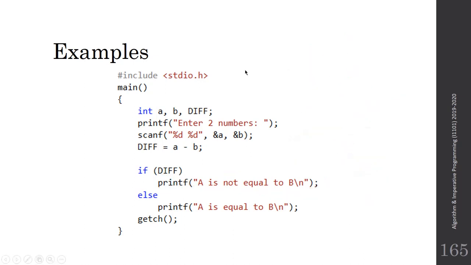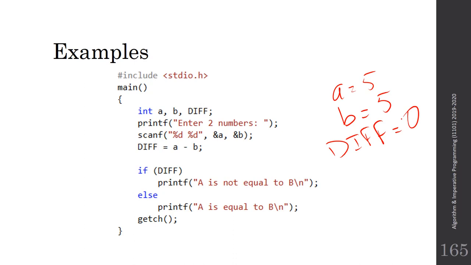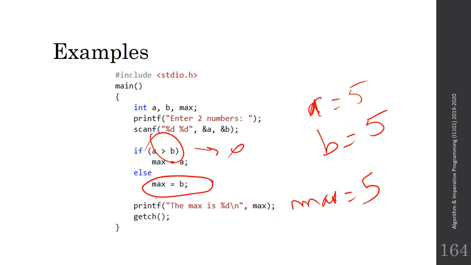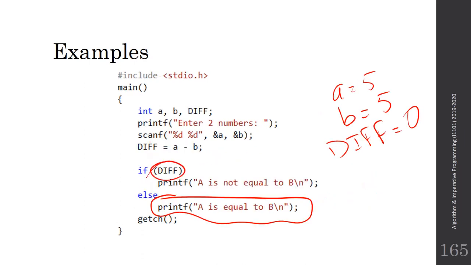One more example. Let me erase. A equal to 5 and B equal to 5. So in diff, I will have 0. So 0 is equal to 0. So obviously I will execute block 2 and I will say A is equal to B, which is obvious. So we have explored earlier, so I can use an expression here. Here the answer is 0 or 1, yes or no. Here the answers are all the integers. It could be 0, it could be a negative number, or it could be a positive number.